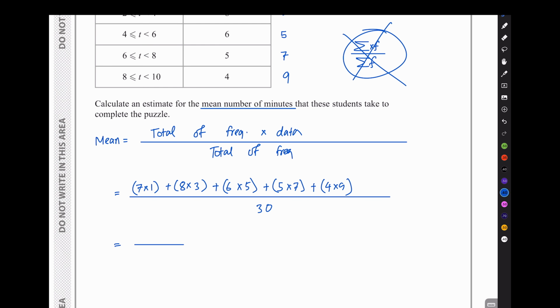So this comes out to be 7 plus 24 plus 30 plus 35 plus 36. It comes out to be 132 divided by 30. So this is 4.4.